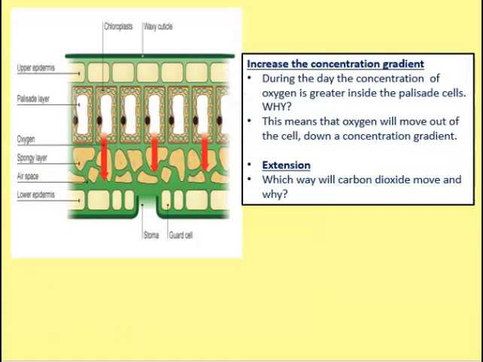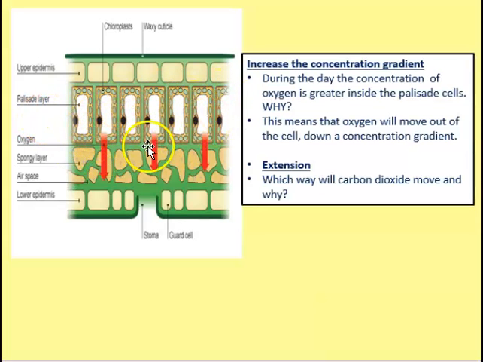Okay, looking at an example for this then. Now, during the day, the concentration of oxygen is greater inside the palisade cells. So these cells here, there's more oxygen during the day, and that is because photosynthesis is taking place when there is light during the day. So there'll be loads of oxygen in this layer.